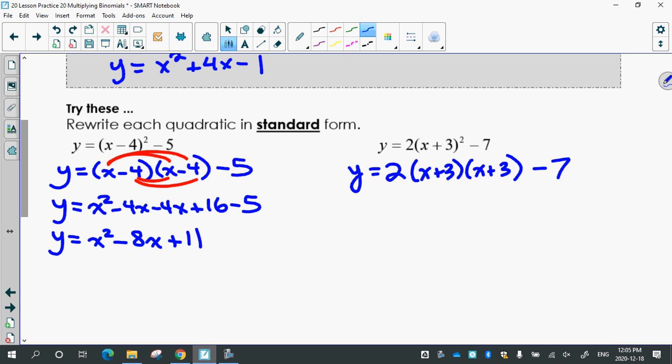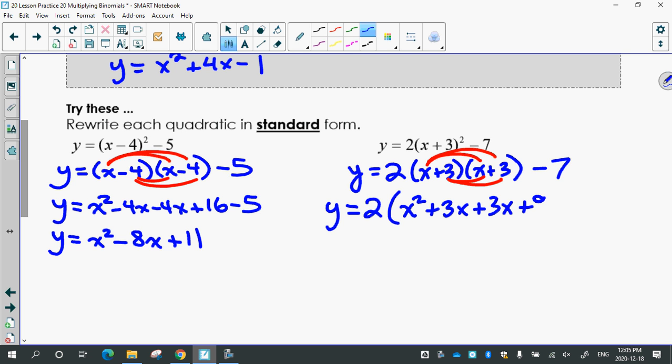Okay? Then this first part of the question is 3 things multiplying together, so you're going to choose to multiply the binomials together first. So you're going to have the y equals 2, leave the 2 up front, and then in the brackets you're going to multiply the x plus 3's together. So x times x is x squared, x times 3 is positive 3x, positive 3 times x is positive 3x, and positive 3 times positive 3 is positive 9. Close your bracket, and then the minus 7 is at the end.